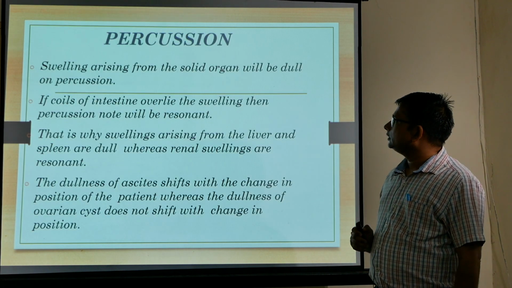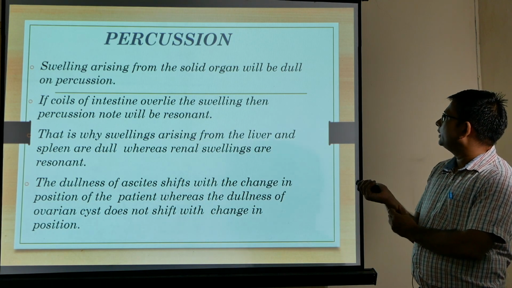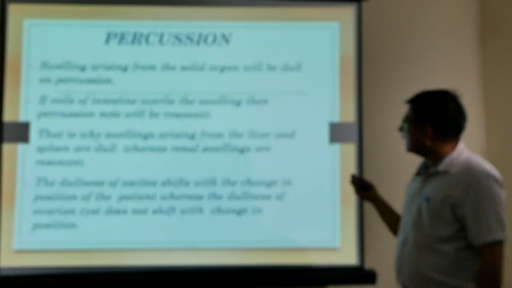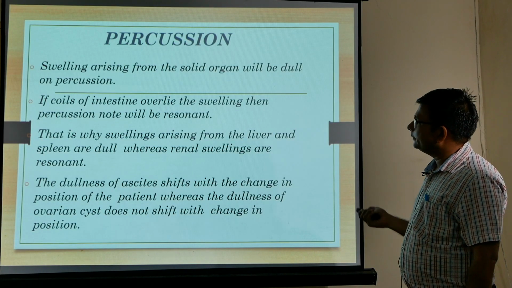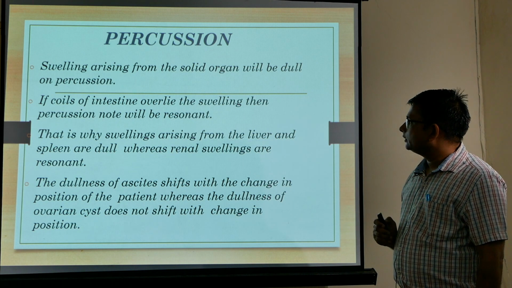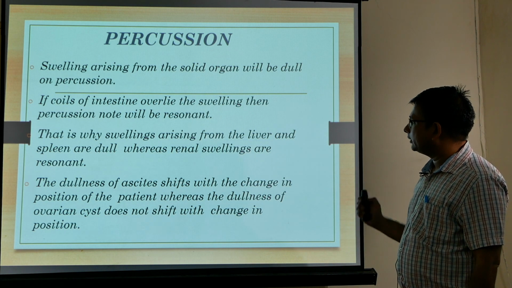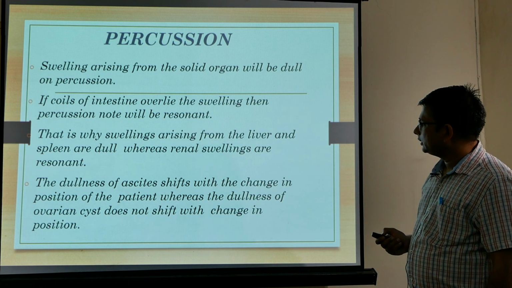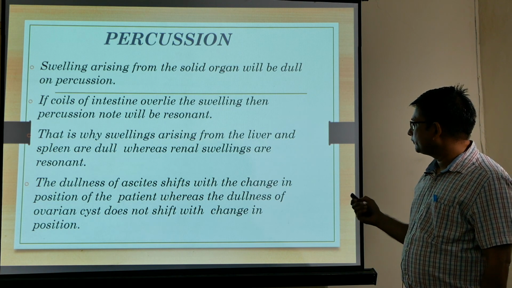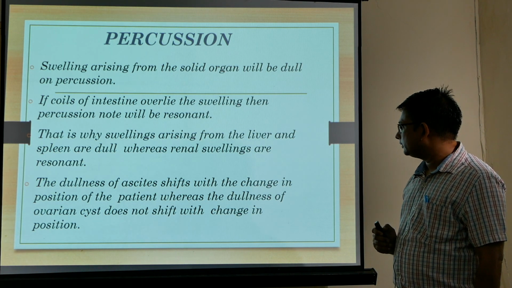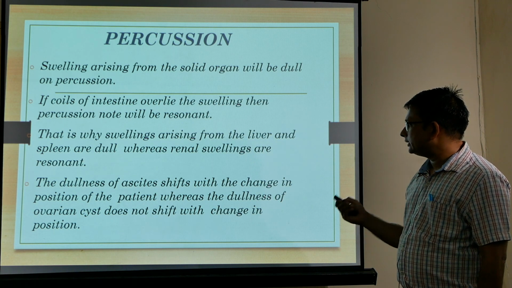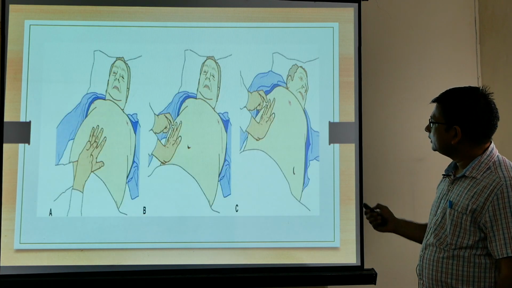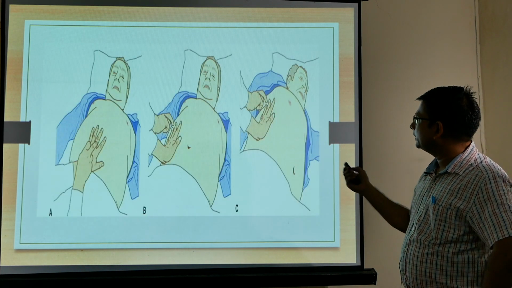Now percussion. The swellings which arise from solid organs will be dull on percussion. If coils of intestine overlie the swelling, then the percussion note will be resonant. That is why the swellings which arise from the liver and spleen are dull, whereas the renal swellings are resonant. The dullness of ascites shifts with the change in the position of the patient, whereas the dullness of an ovarian cyst does not shift with the change in position. This is the method how we will percuss.